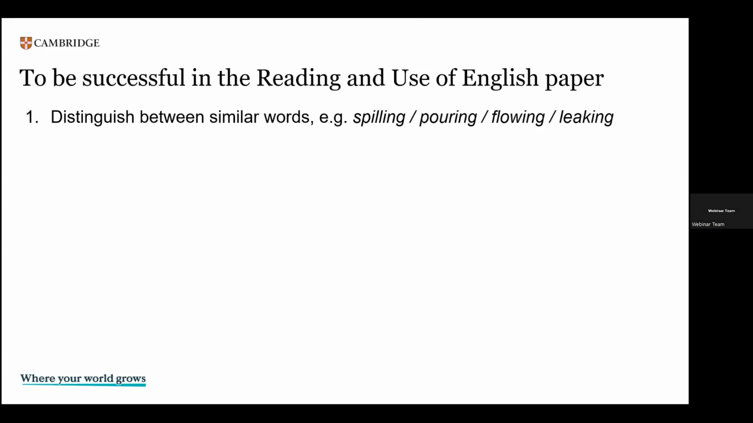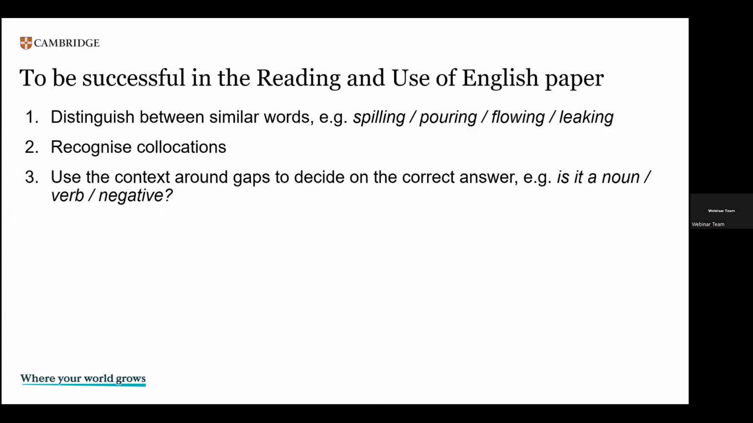Okay. So, first of all, you need to be clear about distinguishing between very, very similar words. Next, you need to be able to recognize collocations. Collocations, remember, are words which go together to form set phrases, or which are just used habitually together. Third, you need to be able to use the context around the gaps. So there are a lot of gapped texts in the test. You need to be able to look before the gap, but also after the gap to make sure that you're getting the right answer. And you also need to be able to distinguish whether you need a noun or a verb or an adverb.